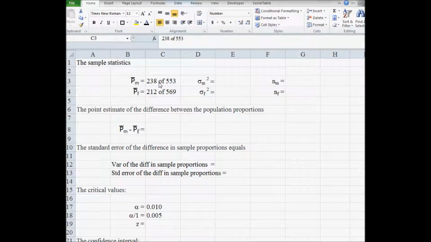The president's male support is found by taking the number of people in the male sample, 238, and dividing that by the size of the male sample, 553. The size of the male sample is 553. To calculate the president's support amongst women, we take the number of women in the sample, 212, who support the president, and divide that by the size of the female sample. The size of the female sample is 569.